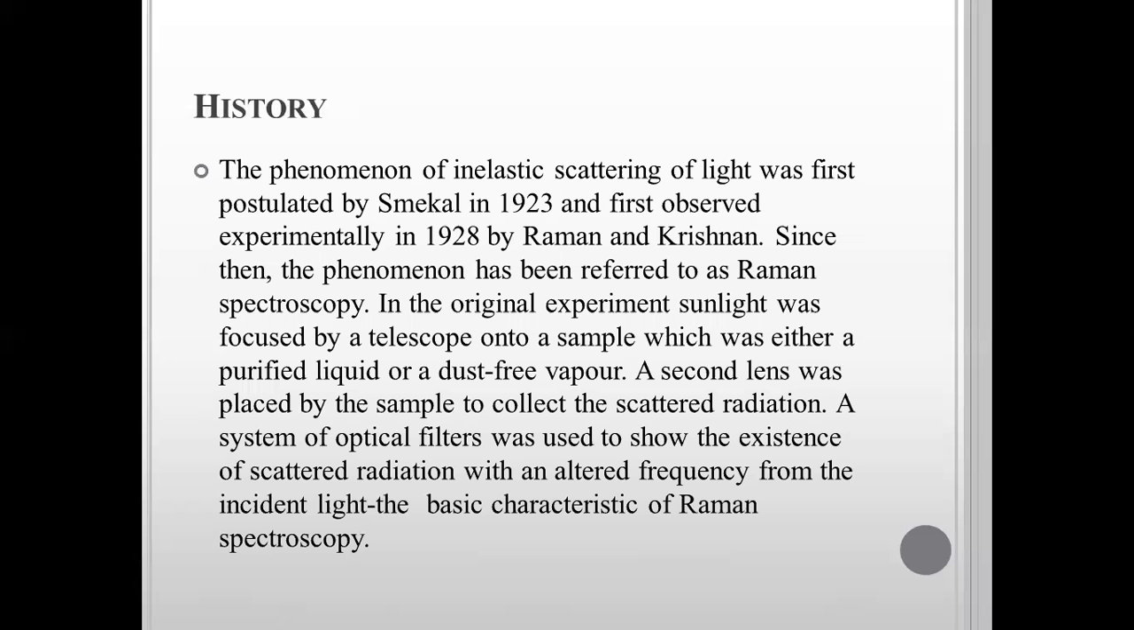Then history. So the phenomenon of inelastic scattering of light was first postulated by Smekal in 1923 and first observed experimentally in 1928 by Raman and Krishnan. Since then, the phenomenon has been referred to as Raman spectroscopy. In the original experiment, sunlight was focused by a telescope onto a sample which was either a purified liquid or dust-free vapor. A second lens was placed by the sample to collect the scattered radiation. A system of optical filters was used to show the existence of scattered radiation with an altered frequency from the incident light. The basic characteristic of Raman spectroscopy.